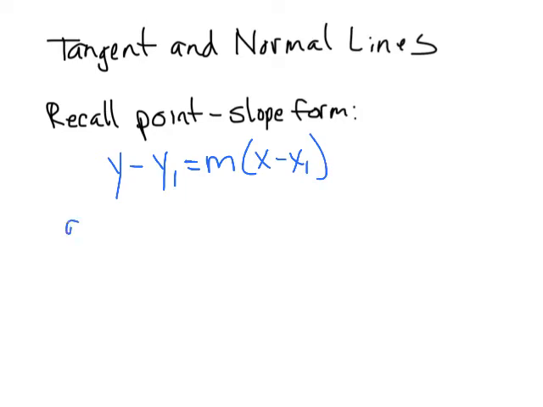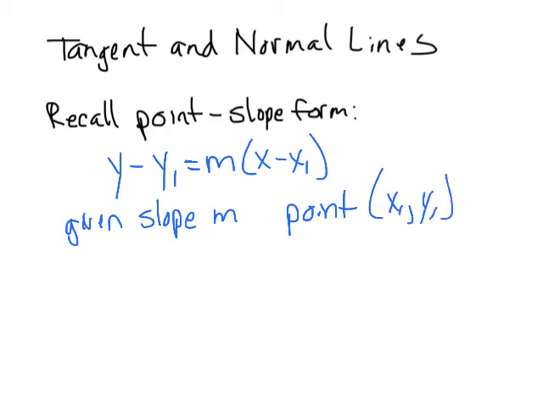That's useful when you're given the slope and a point. So slope m and a point x1, y1. It's a one-step process. You just take your values and you substitute them in.